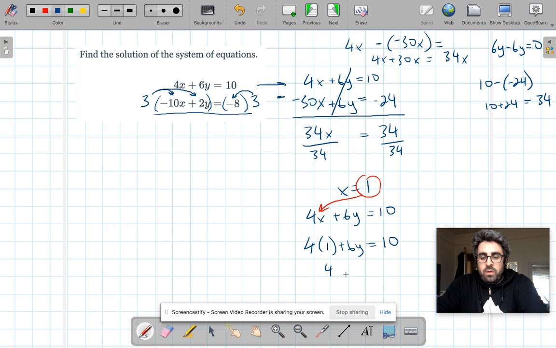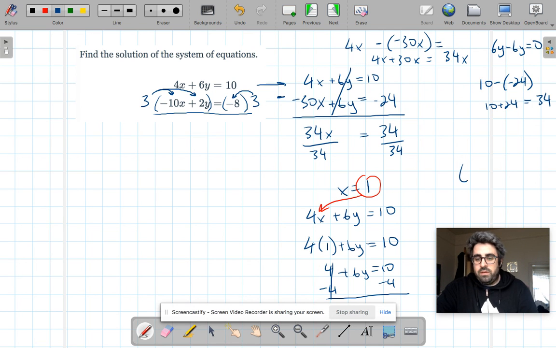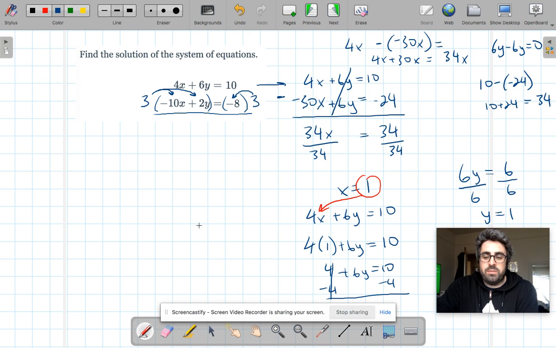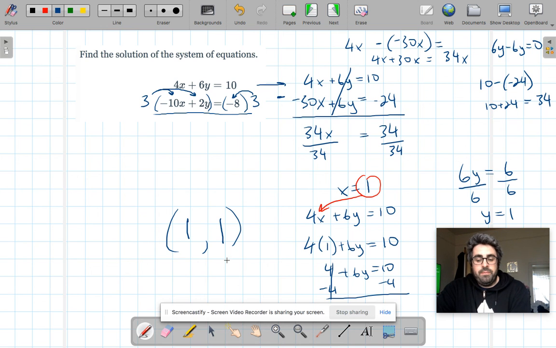4 times 1 is 4. I'm going to subtract 4 on both sides of the equation. And I'm going to continue writing up here because I'm running out of room. So I have 6y equals 6. And finally divide by 6 on both sides. And in this particular problem, y also happens to be 1. And you always express your answer as a coordinate pair, x comma y, right? So x in this case is 1, and y also happens to be 1.